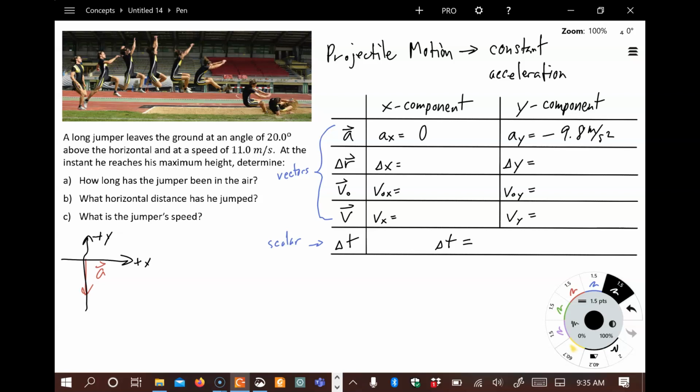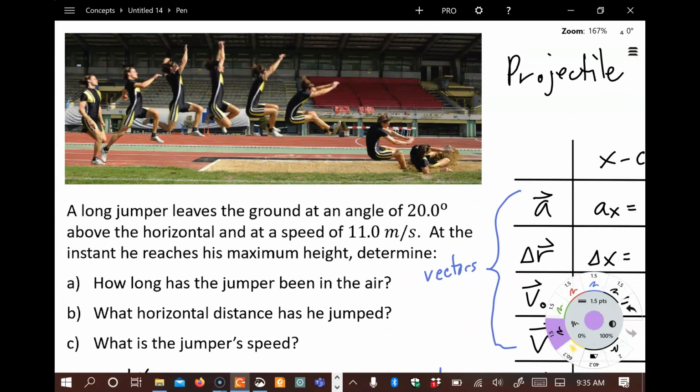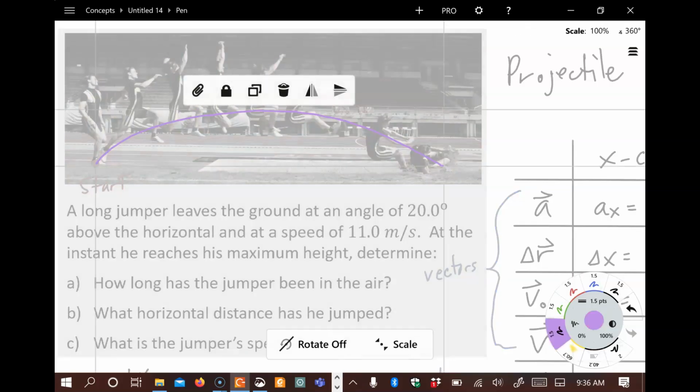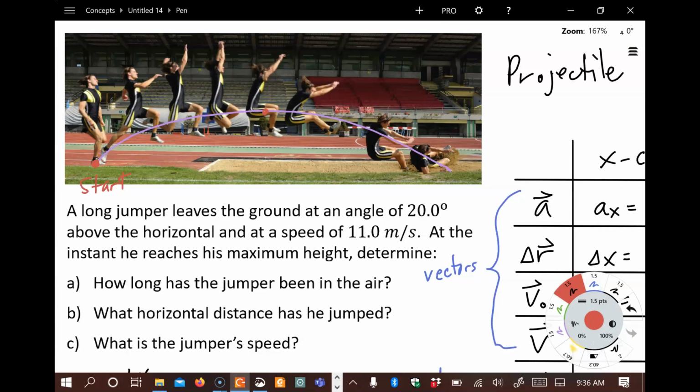The way that we do that is going to be by drawing a picture of the trajectory and drawing the vectors on there. So here's the jumper, right? If you actually trace out the motion of this person, it's going to be a parabolic trajectory, kind of like this. And we want to identify the start and end points. In this problem, we are beginning here. So this is your start. And here we're looking at when it reaches the maximum height. So it's about right here maybe. And so we'll call this the end point here.